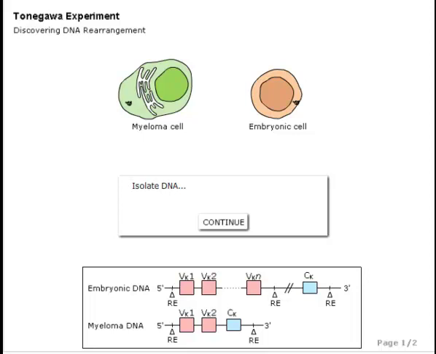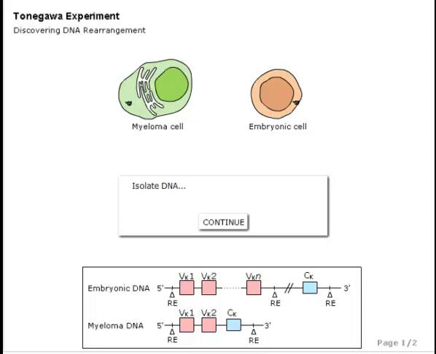So Susumu Tonegawa was a Japanese researcher. He won the Nobel Prize for Physiology and Medicine in 1987, and it was due to his discovery of how these immune cells are actually producing such antibody diversity. And so he discovered that they underwent a vast amount of DNA rearrangement within the regions of the genome that encode for the antibodies.